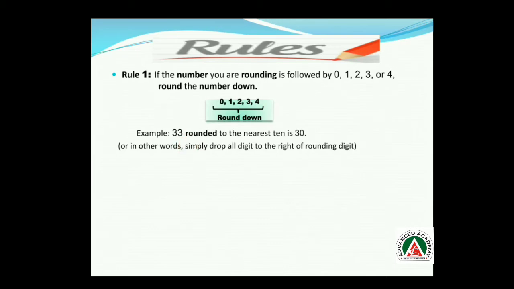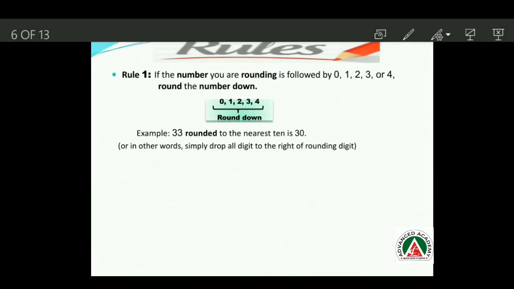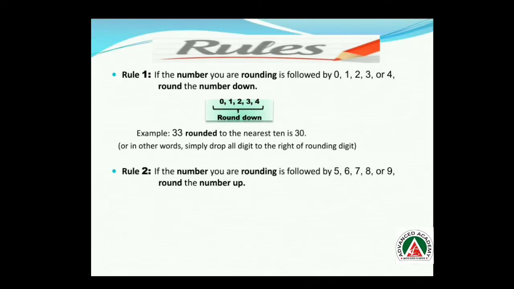Okay, this is the simple way. Okay, understood? Now, rule 2. What does rule 2 say? If the number of rounding is followed by 5, 6, 7, 8, 9, round the number up. Okay, this we already had done in the number line concept.